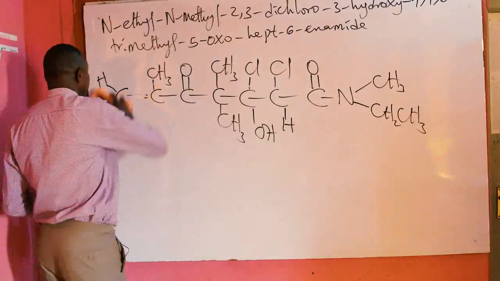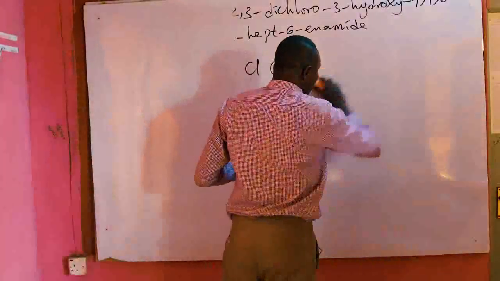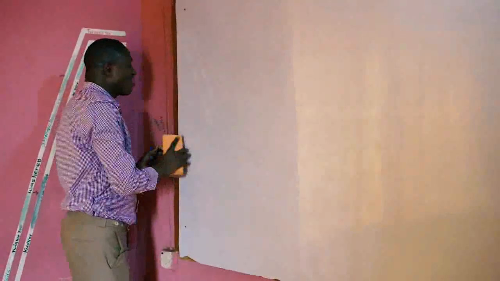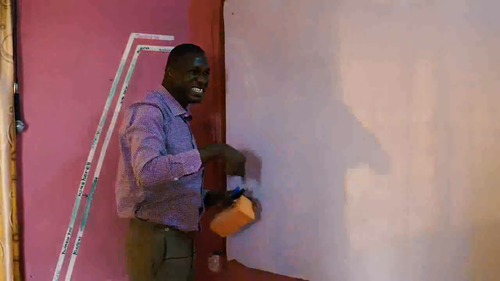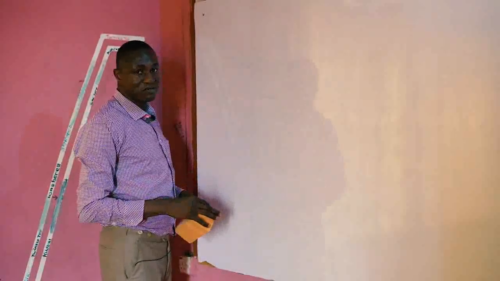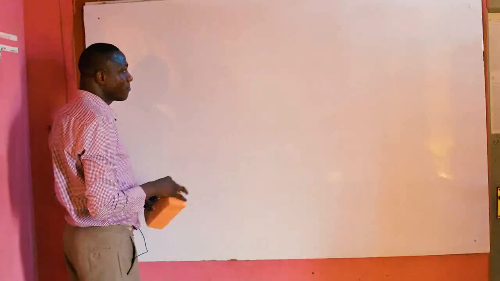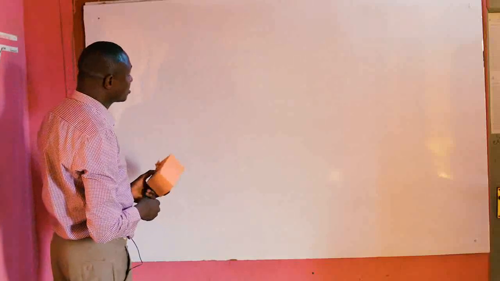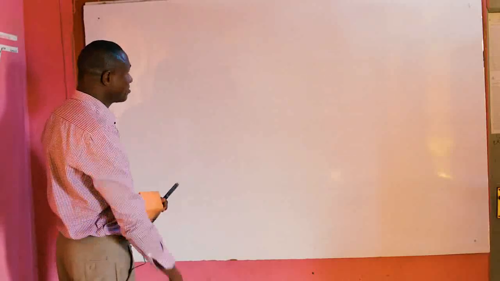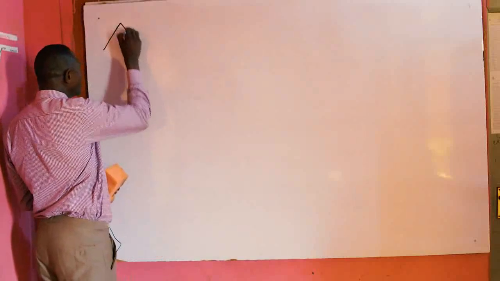Now going to the business of the day, and that is how do we name cyclic organic compounds. Cyclic organic compounds are organic compounds containing carbon atoms in ring form. It might be carbon only, or carbon and other heteroatoms like oxygen, nitrogen, as well as sulfur. But our focus today will be on organic compounds containing carbon atoms only in the ring. The simplest members of this series are the 3-membered rings and so on and so forth.